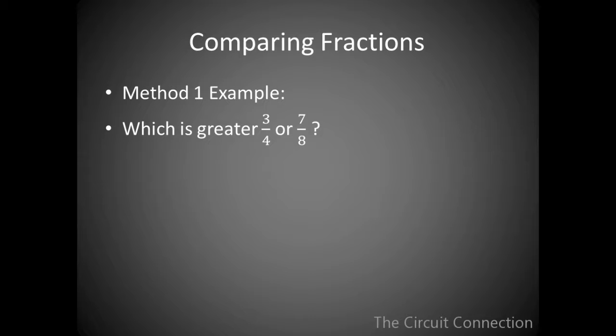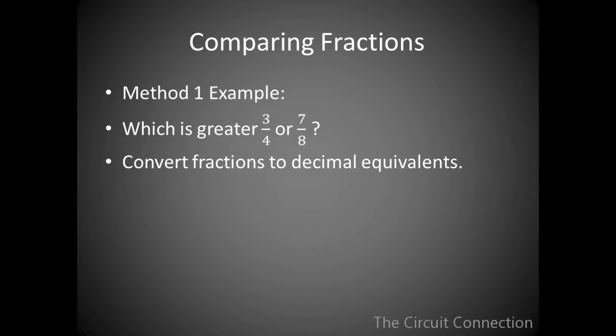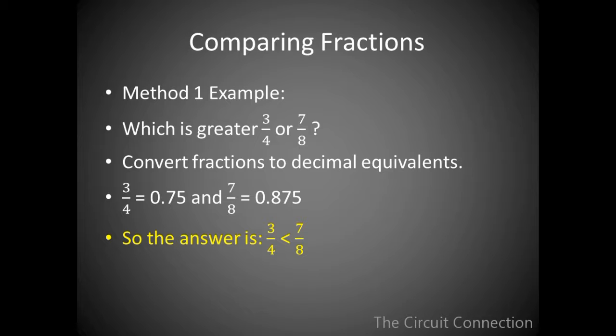For example, using method 1, which is greater, 3 over 4 or 7 over 8? Convert the fractions to decimal equivalents. 3 over 4 is equal to 0.75 and 7 over 8 is equal to 0.875, and both are non-repeating decimals. So the answer is 3 over 4 is less than 7 over 8.